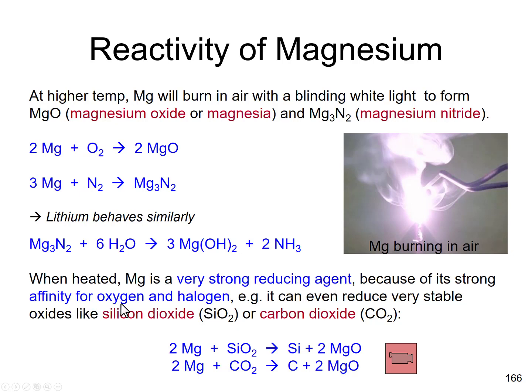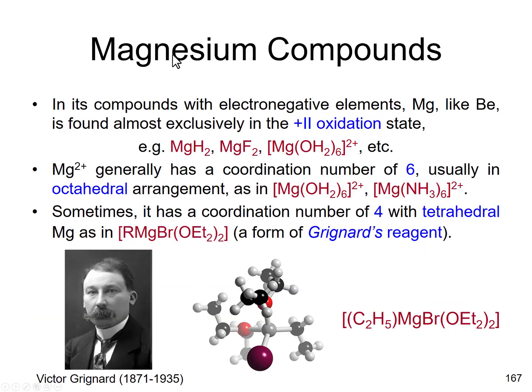Because of its strong affinity for oxygen and halogen, it can even reduce very stable oxides like silicon dioxide or even carbon dioxide. And here are the respective equations. Again, the magnesium simply strips off the oxygen from these oxides and liberates the respective element, in this case silicon or carbon. Here you can watch a video about magnesium burning in the presence of carbon dioxide to form magnesium oxide.